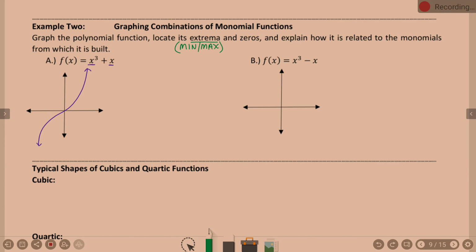It said to locate its extrema. What do you see in the way of mins and maxes here? I got none. My graph is going to go infinitely low and infinitely up. Do we have any local mins or maxes in the middle? Not really. No. So on this particular graph, I'm going to say no extrema. What I'm saying there is that there are no specific mins and maxes. Okay, no extrema.